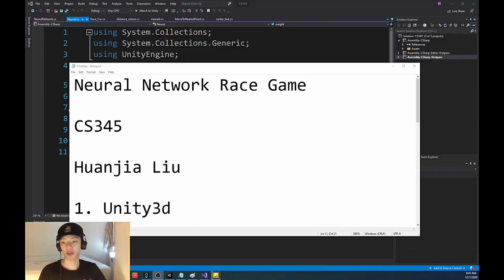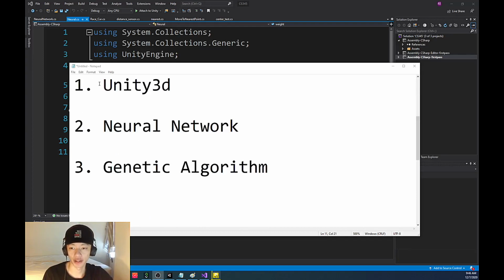Hello guys, my name is Huanjia Liu and my project for CS345 is Neural Network Race Games. It's a demo built in Unity 3D using a neural network and genetic algorithms to make the car learn how to play this race game by itself. I will split it into three parts: Unity 3D, the neural network, and the genetic algorithm. Because we only have 3 minutes, I will go through it quickly.